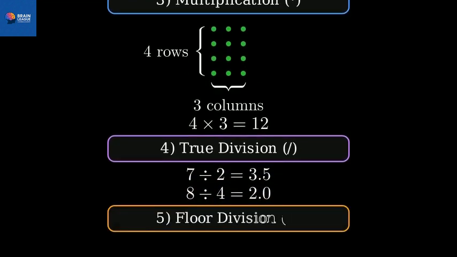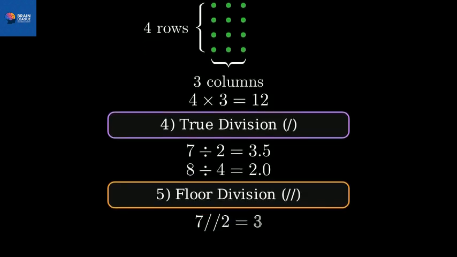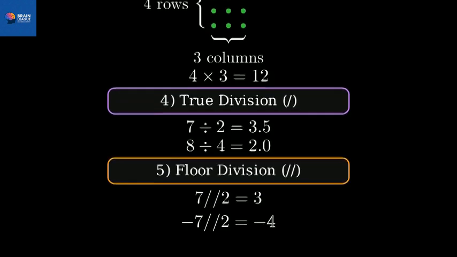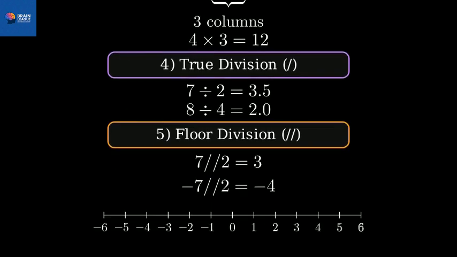Floor division. The double slash divides and rounds down to the nearest integer, down meaning toward negative infinity. 7 double slash 2 equals 3. But negative 7 double slash 2 equals negative 4, not negative 3, because we floor to the left on the number line. Let's see that with a pointer at negative 3.5.